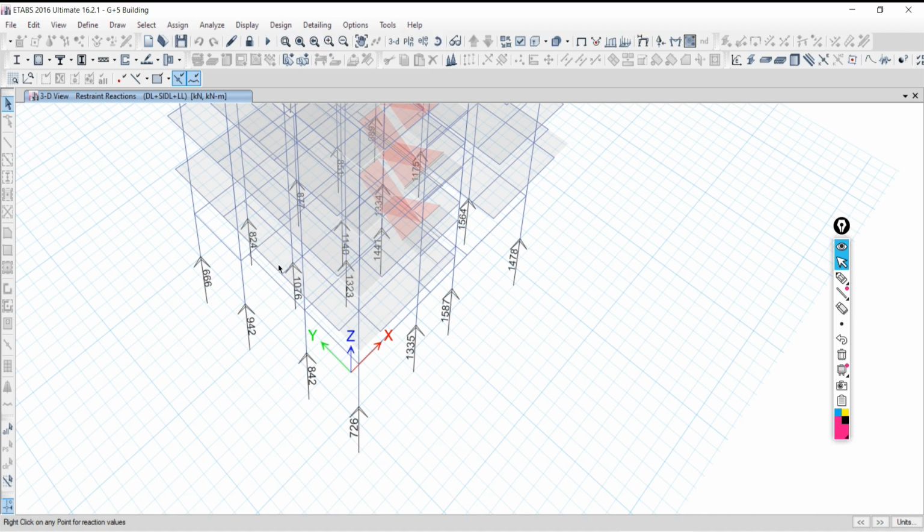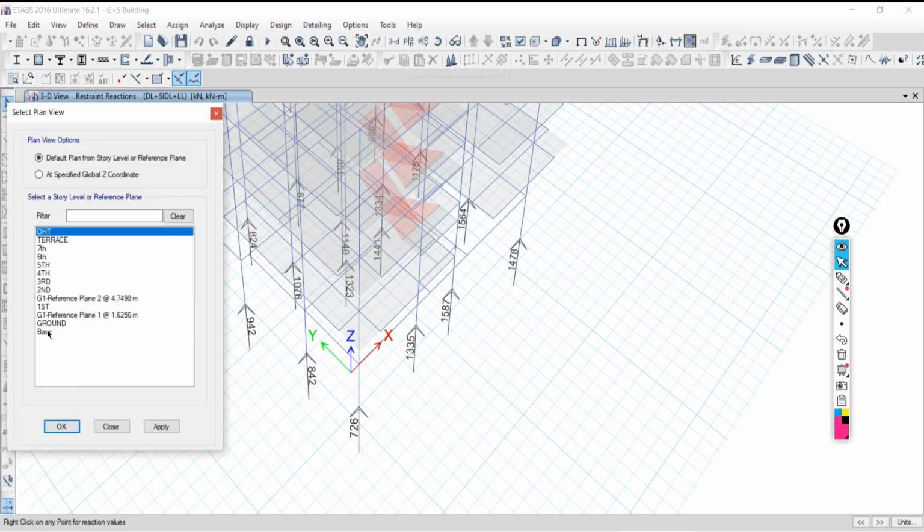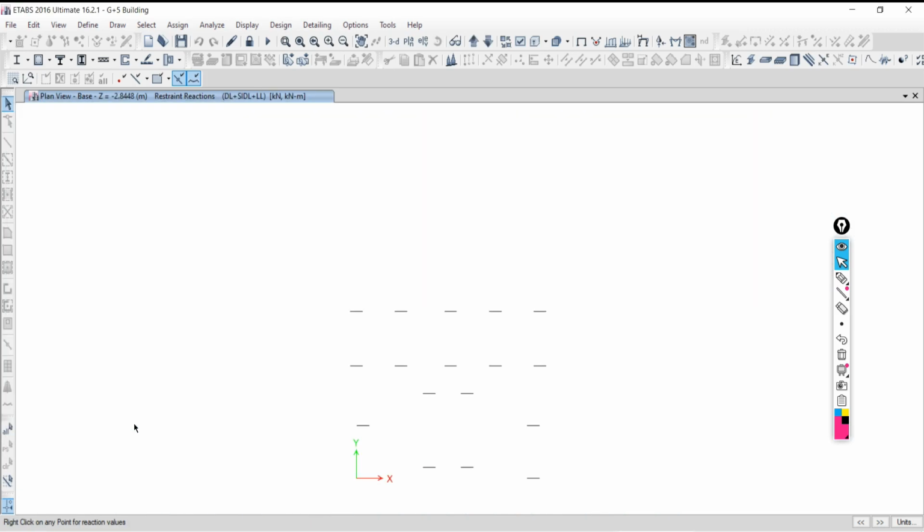Okay, so in this arrow format you can see the reaction under any particular column. Now go to plan. Suppose at the base level, reaction will always be at the base level, not at the ground, first, second. Go to base and simply apply. So see, it is not possible to see.